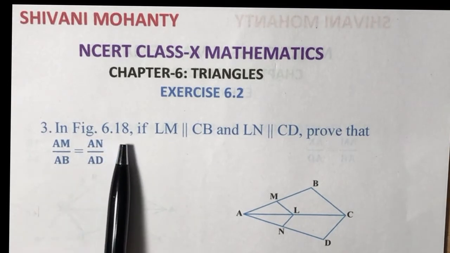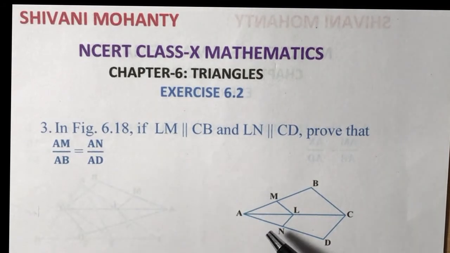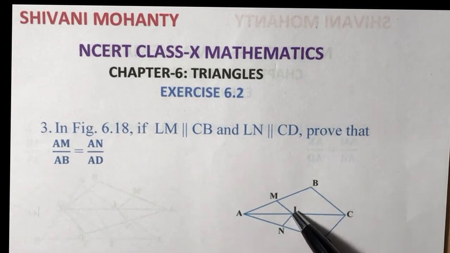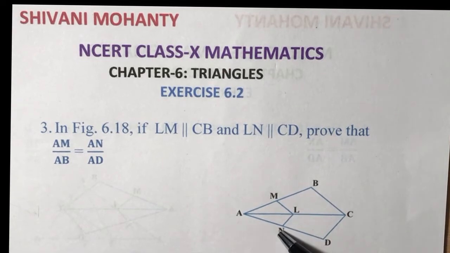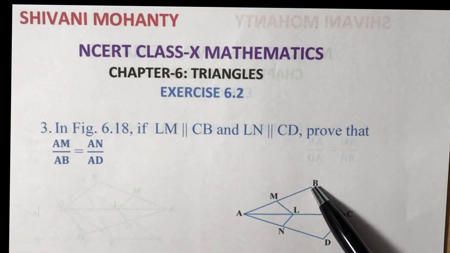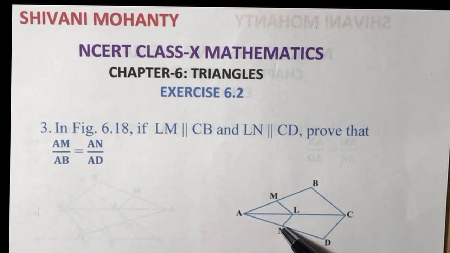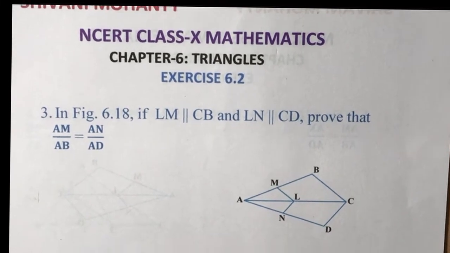In figure 6.18, if LM is parallel to CP, figure is already given. If LM is parallel to CP and LN is parallel to CD, then prove that AM by AB is equal to AN by AD. Okay, so now let us proceed.